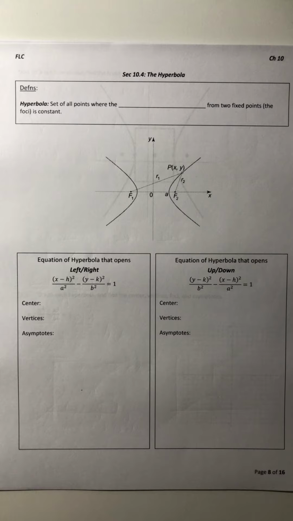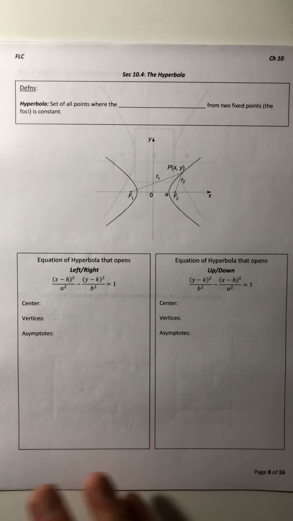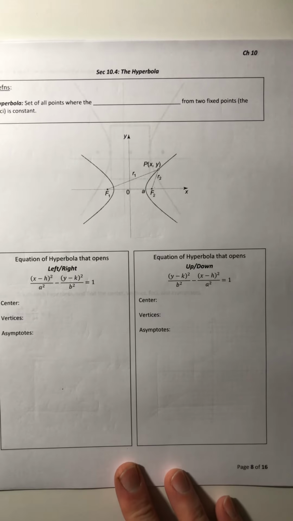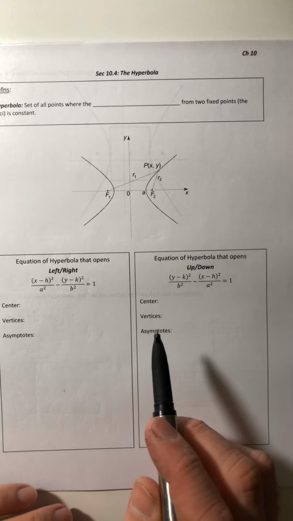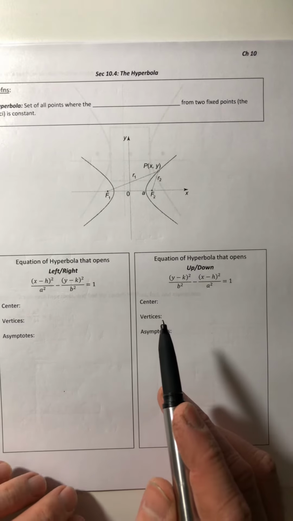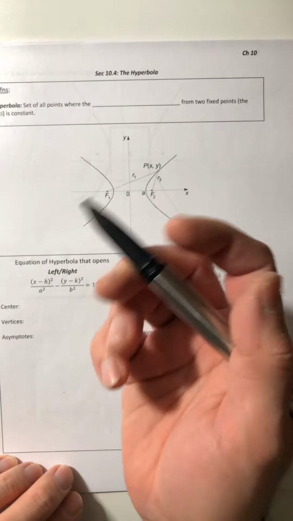Hey everyone, let's hit section 10.4. Last time we looked at ellipses, this time we're going to look at the hyperbola. So an ellipse was the set of points where the sum of the distances from two fixed points was constant. Well, a hyperbola is kind of the opposite.